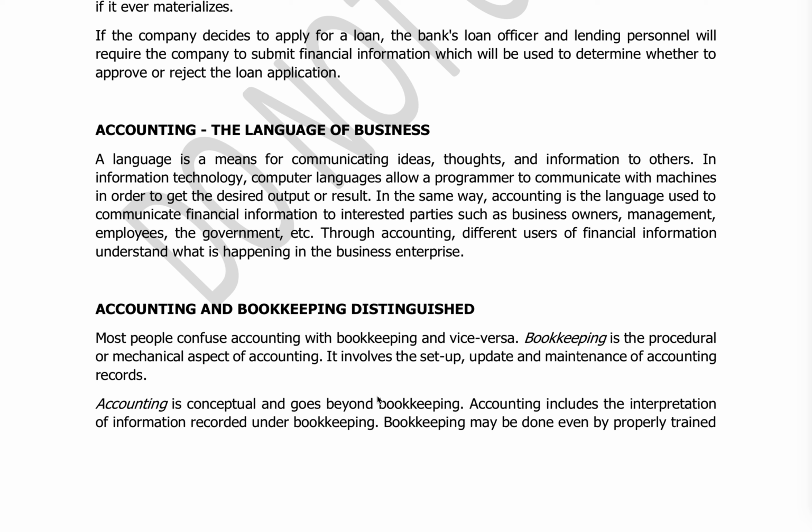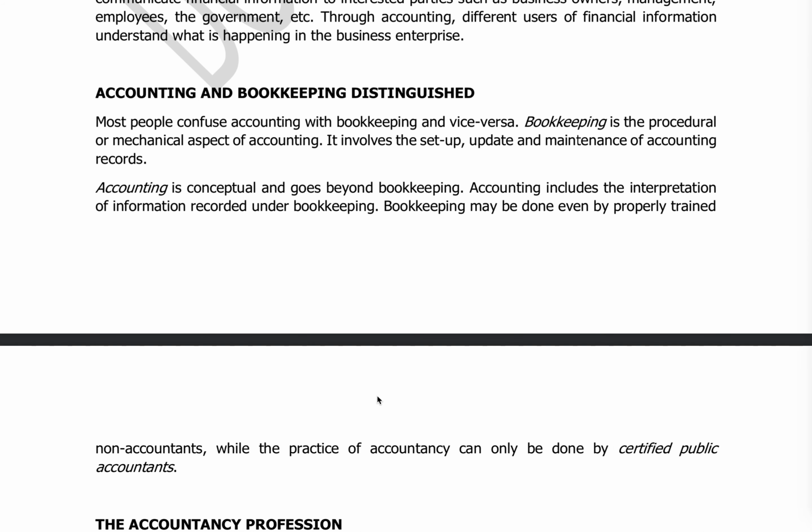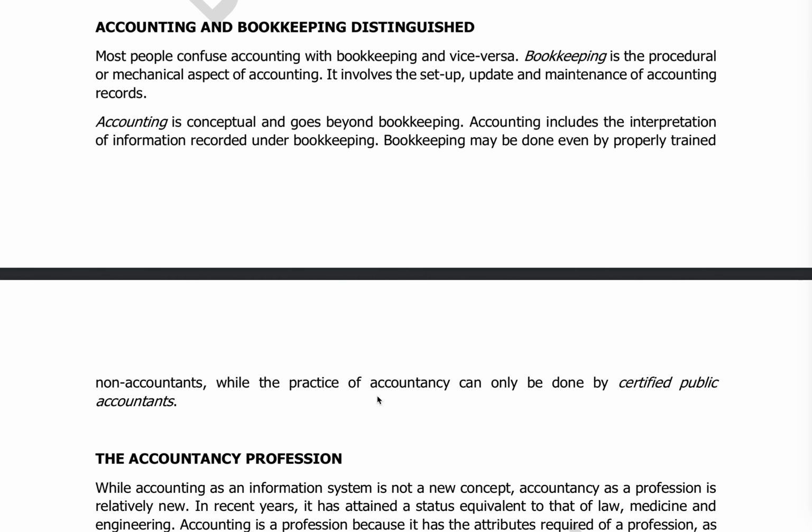So, ano naman ngayon ang difference ni accounting and bookkeeping? So, akala ng iba, si accounting and bookkeeping is the same. Well, it's not. Accounting is broader and bookkeeping is simpler or lesser in scope. So, bookkeeping is the procedural or mechanical aspect of accounting. Yung pag-record lang. Pag nagre-record ka, bookkeeping yun. Yun na yun. You're keeping the books. You're keeping the record. You are recording and then you keep the books. Bookkeeping. Ganun lang yun sa madaling salita.